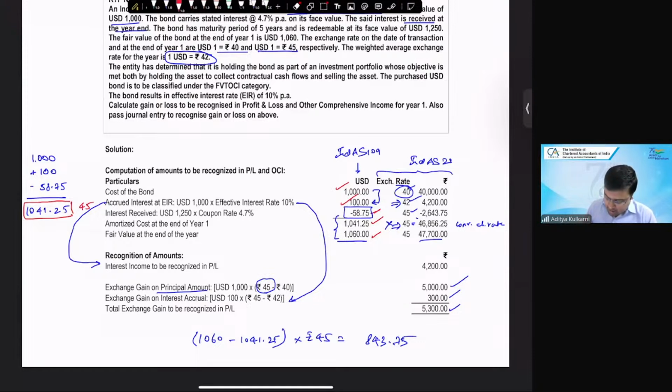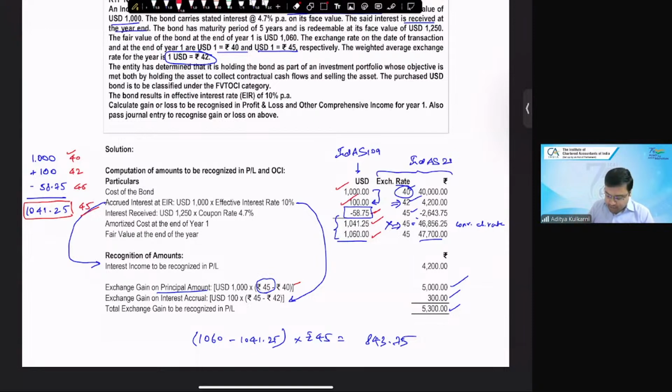Yes, sir. This is at 40. So 40 is becoming 45 here. So on the principal, there is an exchange rate gain that is happening. 100 is accrued at 42, correct? Payout is happening at 45.